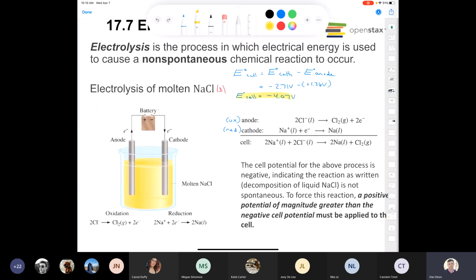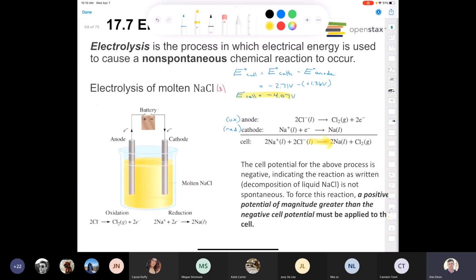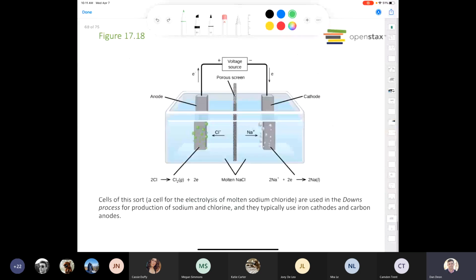Again, in order for this reaction to become spontaneous, in order to get this process to occur, we have to apply a battery. And not only that, but the positive potential of the battery has to be greater than the negative potential of the cell. And so the voltage of the battery is going to have to be greater than 4.07 volts. All right, well, that's enough about that.